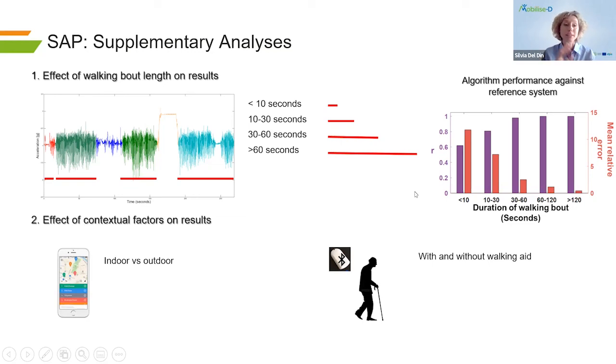We're also going to look at the effect of contextual factors on our results. So we're going to look at walking bouts, for example, that are detected as being indoor versus the walking bouts that are detected as being outdoor, and looking at the performance metrics in these specific scenarios. And we're also going to look at the same with and without walking aid. So walking bouts that are detected as being carried out with the use of walking aid and not. So we can see how the performance of our algorithms is actually changing depending on these contextual factors.